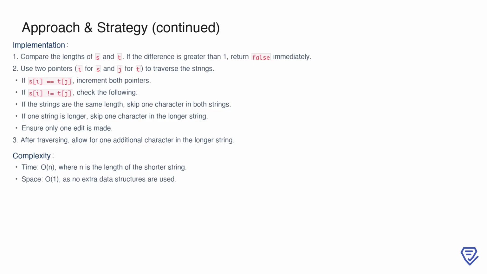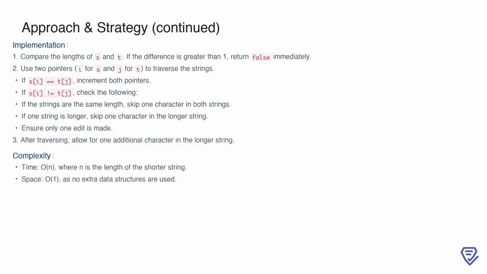If the strings are of the same length, we skip one character in both strings, essentially simulating a replacement. If one string is longer, we skip a character in the longer string only, simulating an insertion or deletion. Throughout this process, we ensure that no more than one edit is made. Once the traversal is complete, we also account for the possibility of one additional character remaining in the longer string, which would still qualify as a valid one edit difference.